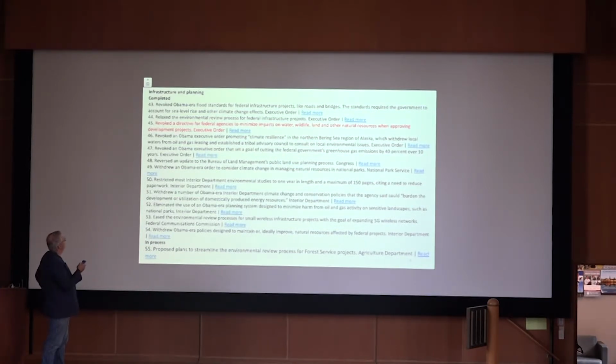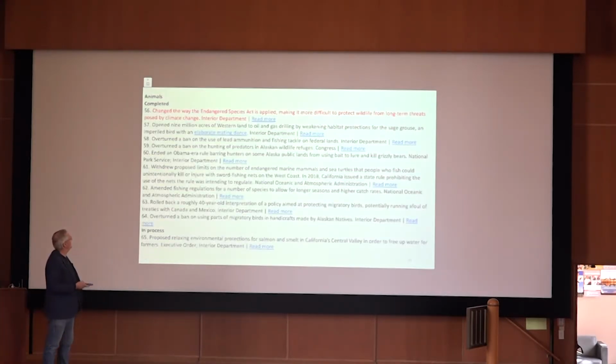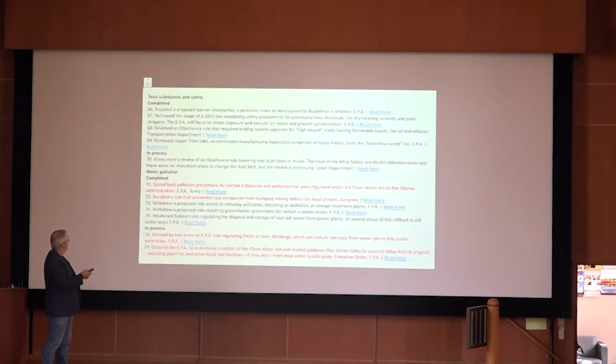This is one of the first wildlife ones. Revoke a directive for federal agencies to minimize impacts on wildlife, water, and land, and other natural sources when approving development projects. In other words, you're no longer able to consider these things when you're approving development projects. That's what that's about. Change the way the Endangered Species Act is applied, making it more difficult to protect wildlife from long-term threats. This is an important water pollution one. Prevented a rule that prevented coal companies from dumping mining debris into streams. And these are all toxic discharge into waterways. So this is a water problem.